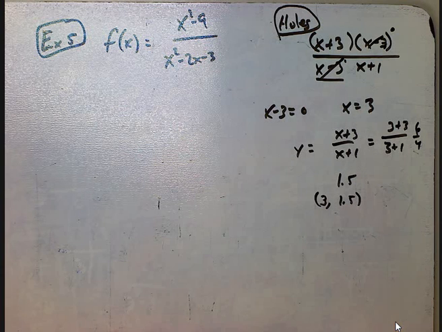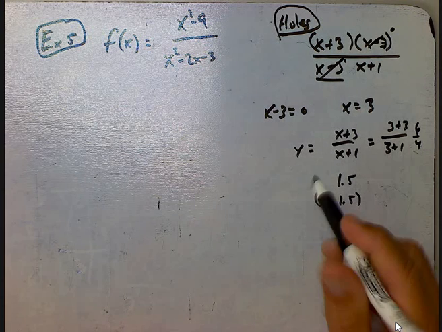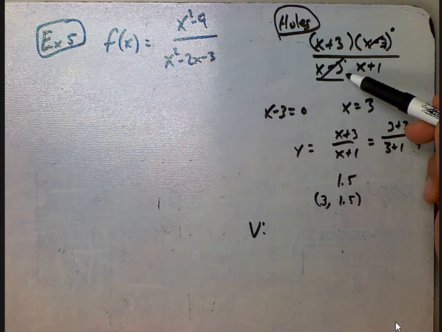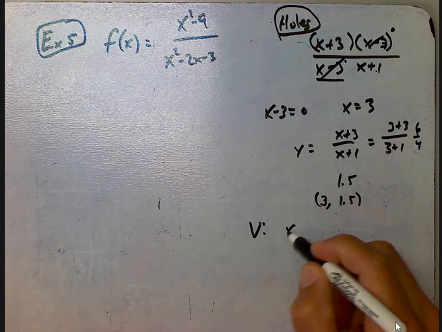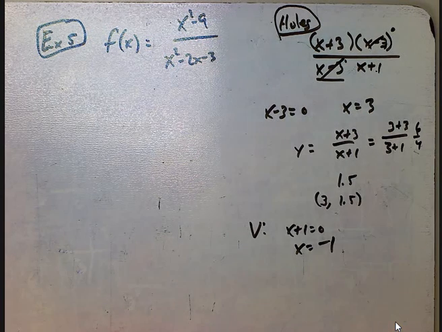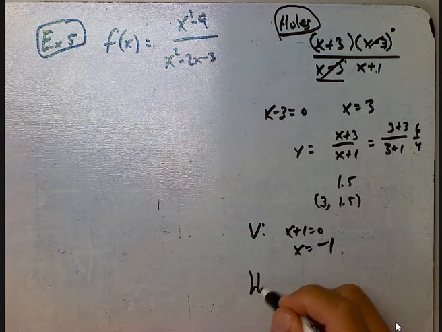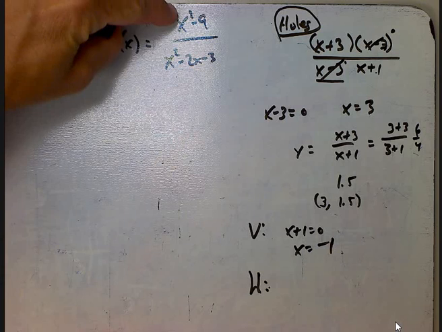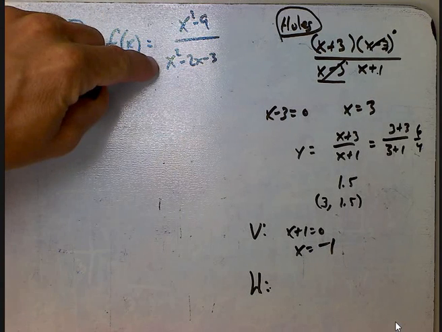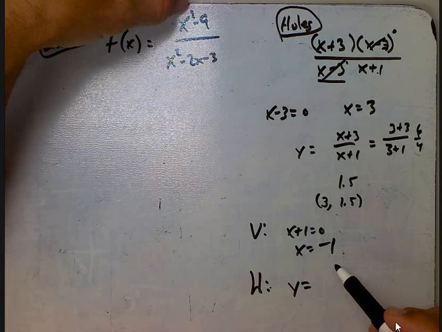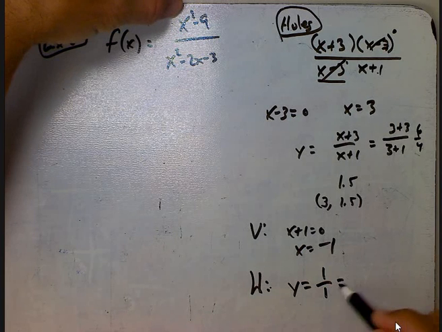There's a hole. Now to go on to the vertical asymptote, set the bottom equal to 0. Well, we don't do the x minus 3 because it canceled out. We just do the x plus 1. So x equals negative 1 is our vertical asymptote. And for our horizontal asymptote, I have the degree on top equal to the degree on bottom. So I'm going to divide the leading coefficients, which is 1x squared over 1x squared, or y equals 1.